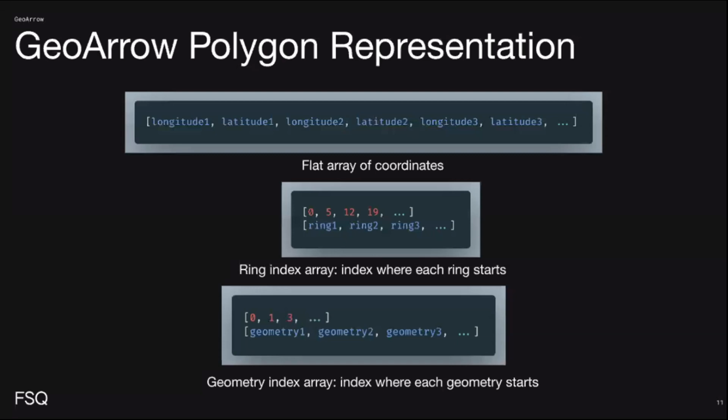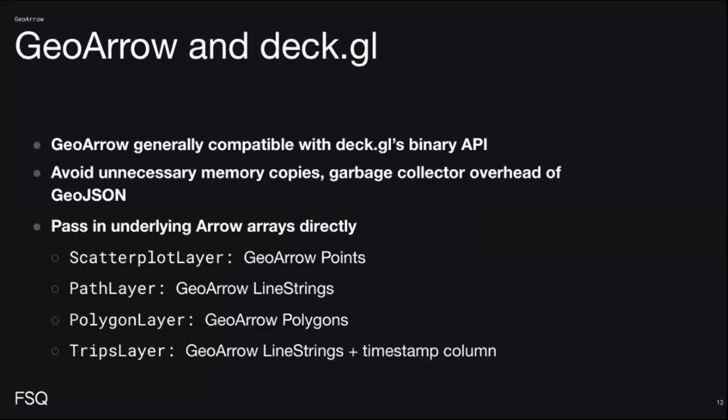Similarly, you have a geometry index array, which is how many rings each geometry has. So 0 to 1 means that the first geometry has 1 ring. 1 to 3 means that the second geometry has 2 rings. And those 2 rings go from the 5th to the 19th coordinate. So by looking into each array, you can construct a picture of what that polygon looks like. The exciting thing is that this layout is very close to what deck.gl's binary API uses.